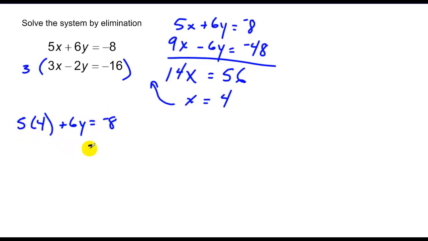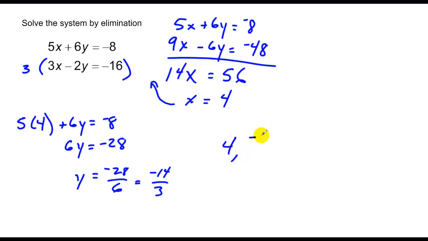Bring that 20 over, so I have negative 28 is equal to 6y. May not be pretty, but y equals negative 28 over 6. 2 goes into both, so that's negative 14 over 3. Therefore, my solution is x equals 4 and y equals negative 14 over 3.